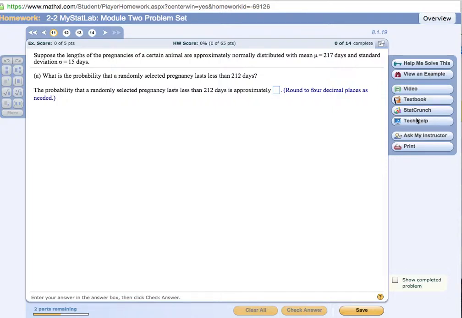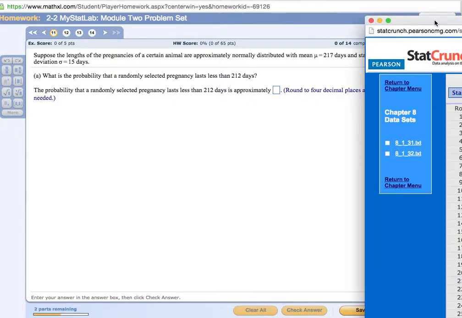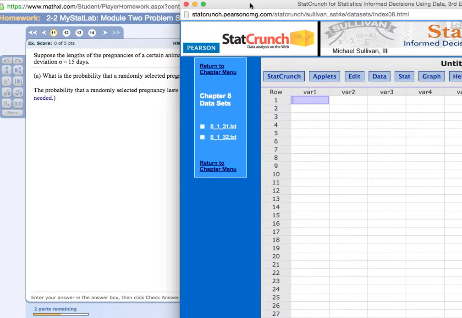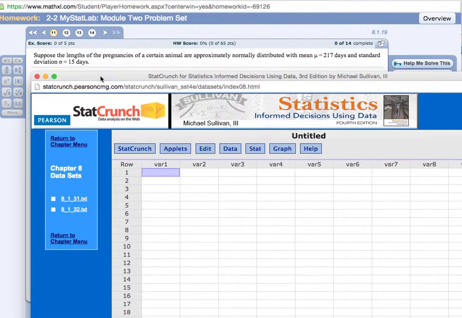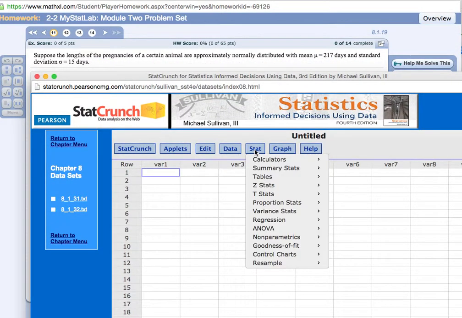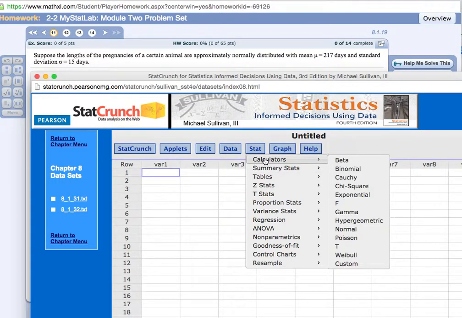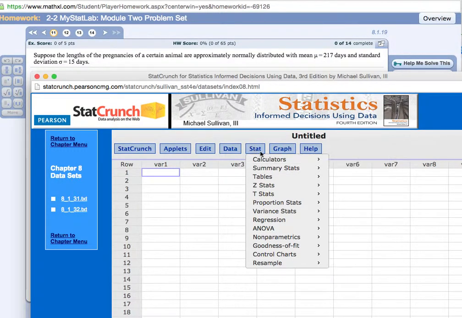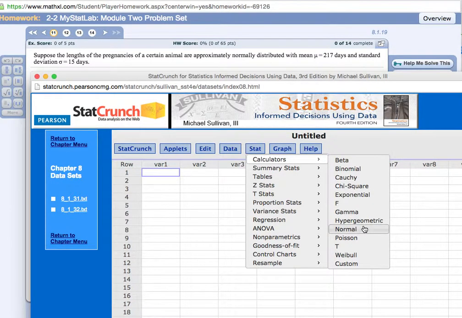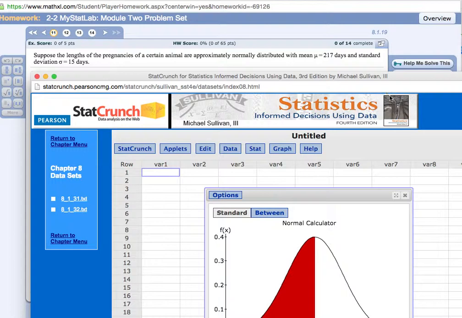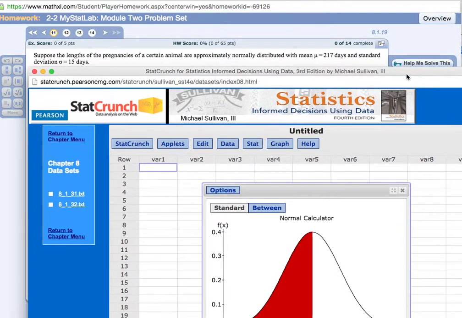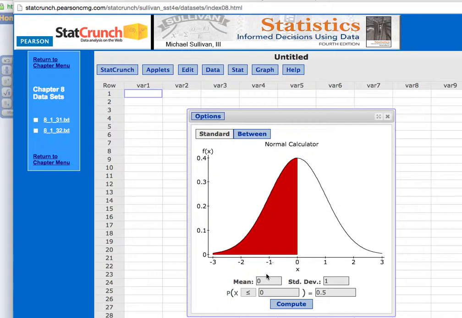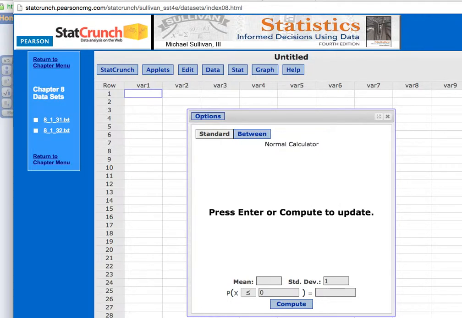So what we want to do is come over here and open StatCrunch. We just click on that, and I've got it open, and then I'll bring it over here. We are going to be looking at the normal distribution. So we go into Stat, then Calculators, and then Normal. Then it brings this up, and our mean is 217, and our standard deviation is 15.